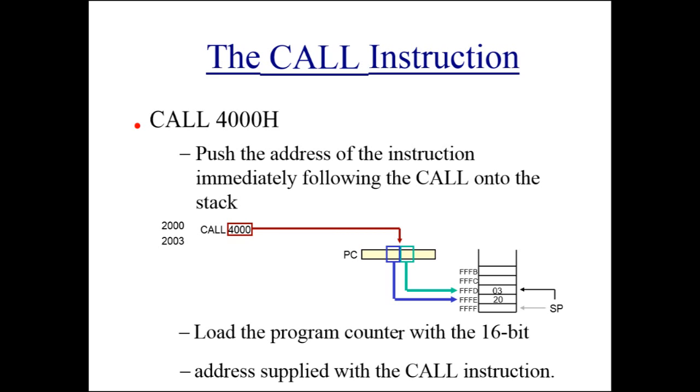The call instruction is used in the main program to call a subroutine. The call instruction is a 3-byte instruction that transfers the program sequence to a subroutine address. The call is used to push the address of the instruction immediately following the call into the stack, and to load the program counter with the 16-bit address supplied with the call instruction.